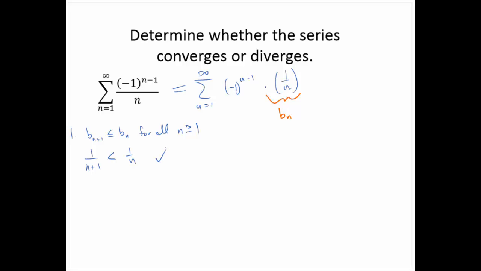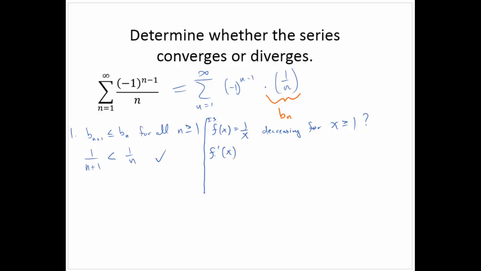Now, in later examples, this won't be so simple. So let me show another approach for this. What if we considered the function f of x equals 1 over x? We want to show that this function decreases. Is f of x equal to 1 over x decreasing for x greater than or equal to 1? So that's an alternate way to answer this question. Well, to see if a function is decreasing, in Calculus 1, we learn to apply the derivative and use the first derivative test.